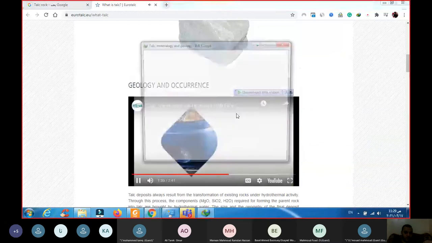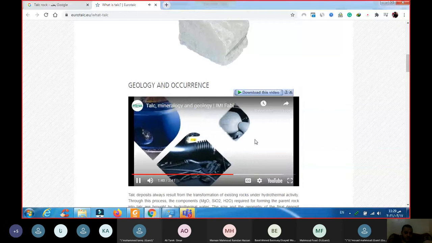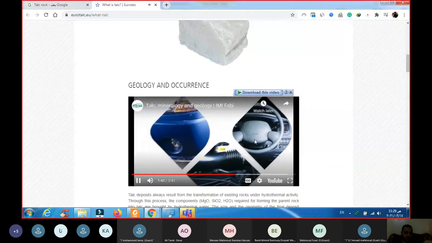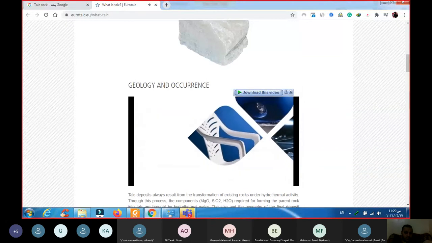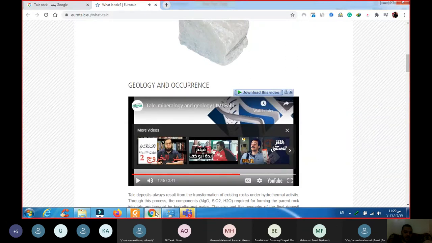Talc is used in large quantities in plastics in order to improve their mechanical properties, both in the automotive field and in the manufacture of electrical household appliances. I think now you know more about talc. Am I right?